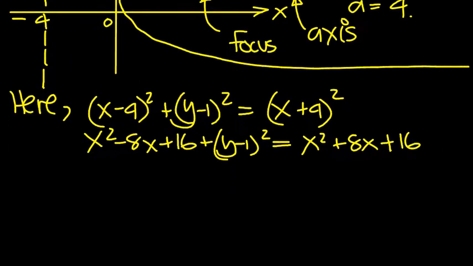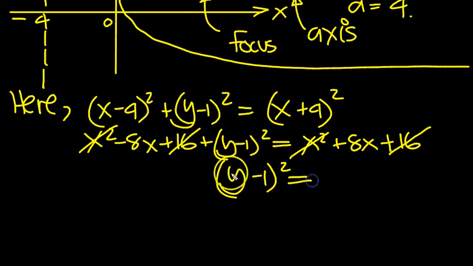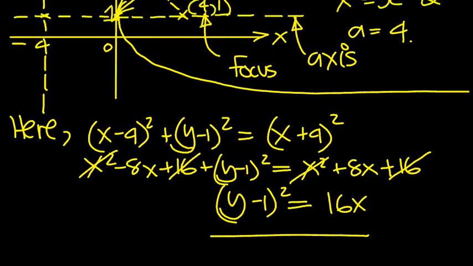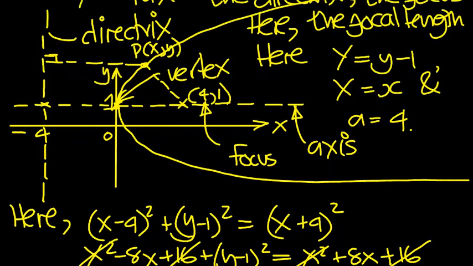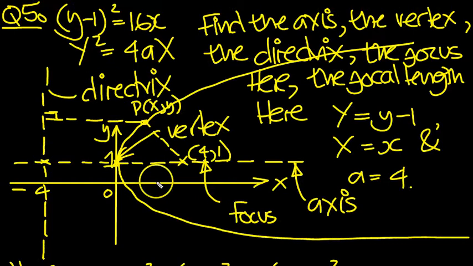So let's see what we've got. The 16s cancel. The x squareds cancel, and we simply get (y minus 1) squared is equal to 8x moves over from a minus to a plus, and we get 16x. So is that what we had? Is that what we wanted to draw? Let's look back up. Yeah, that was it. So that's good.